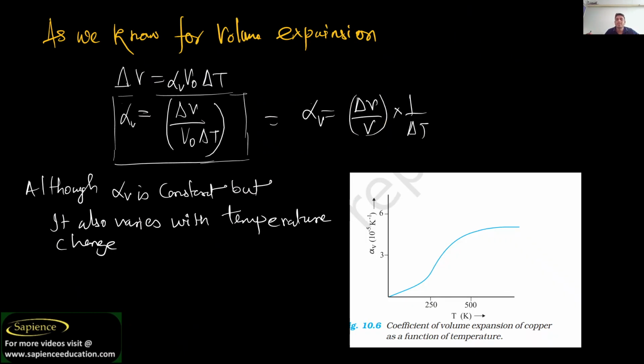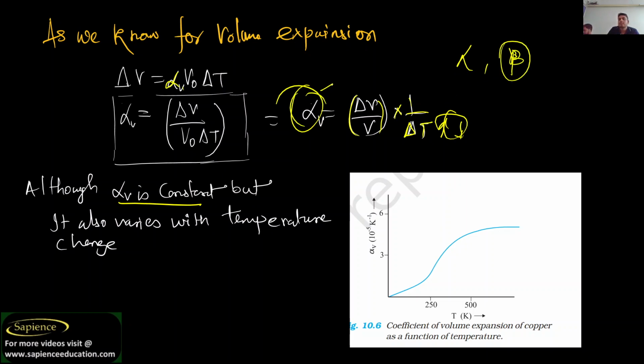Now, one more important thing where I'm going to focus here. As you know, change in volume is equal to alpha V into V naught into delta T. So it has been seen that alpha V is equal to change in volume by V naught into delta T. So here we can write, change in volume by original volume into 1 by delta T. It has been seen experimentally that if temperature is changed, increased or decreased, it will change, but it will not be the case for alpha or beta, it will be only the case for gamma.